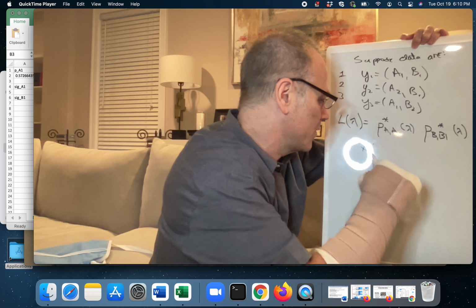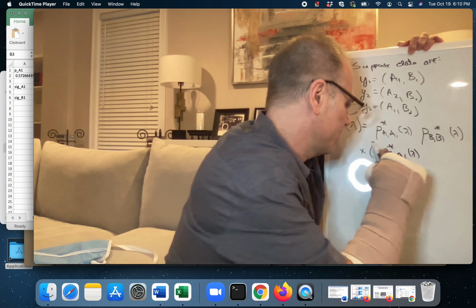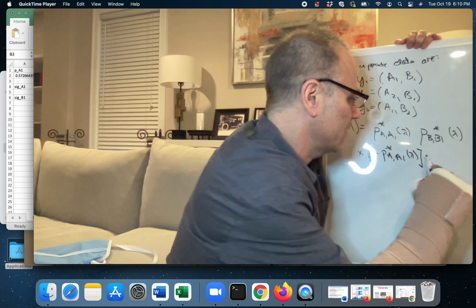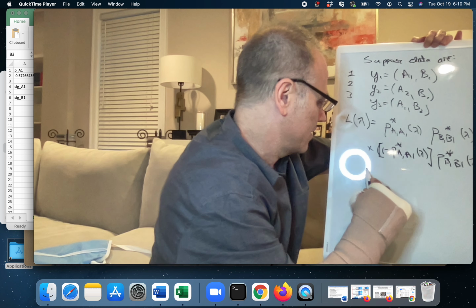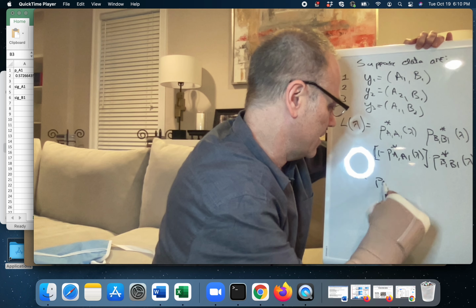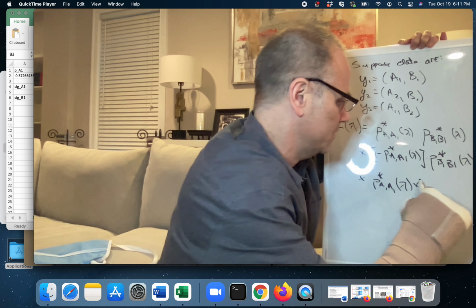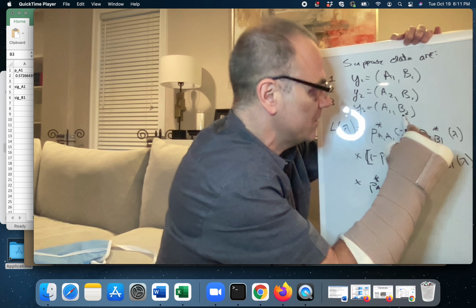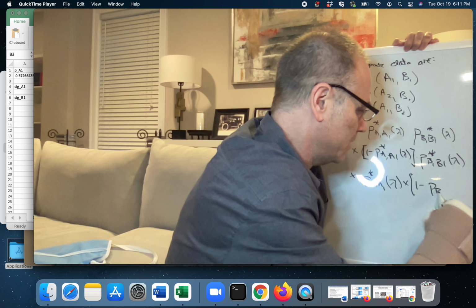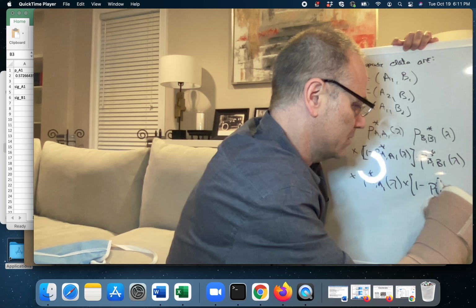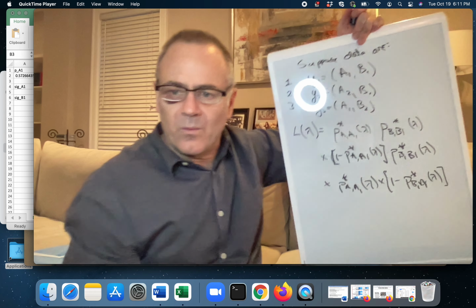So it's times 1 minus P_A1 star of lambda, in brackets, times P_B1 star of lambda, times P_A1 star of lambda, times P_B B2, but we're assuming that is just 1 minus P_B B1, so 1 minus P_B B1 star of lambda. Now we've written the likelihood function.